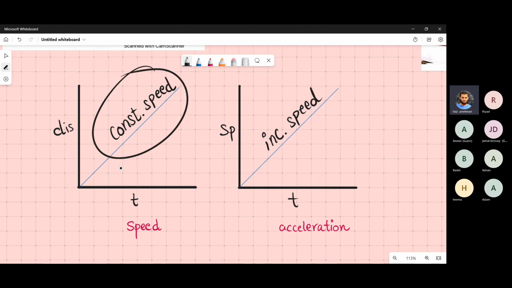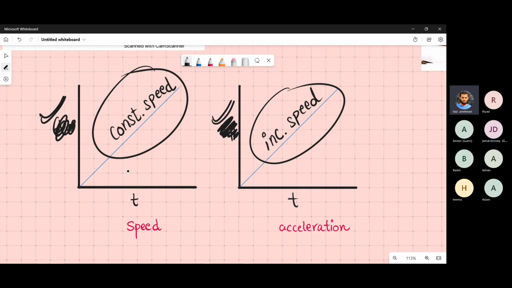This guy is showing you constant speed. This guy is showing you increasing speed. So how can you differentiate? Only when you notice what is mentioned here. But if you don't notice here, if you close your eyes, you will make a big mistake.